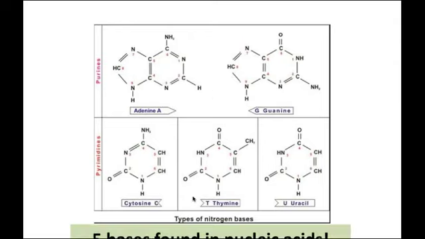So these are the 5 bases found in nucleic acids. We only have 4 per DNA and 4 per RNA. You just want to make sure you know the difference between the two.